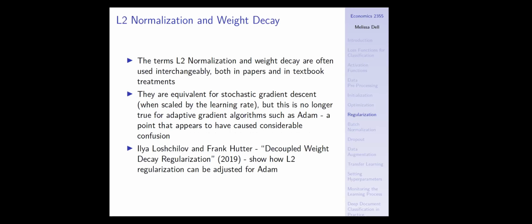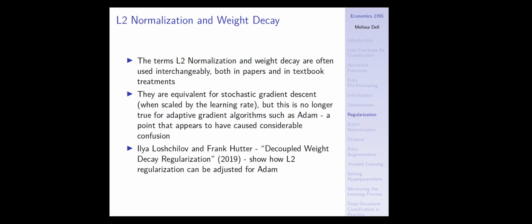Something that you'll see in the literature and also in the textbook is that the terms L2 regularization and weight decay are often used interchangeably, because effectively, if you work out what L2 regularization is doing when you optimize a loss function, it's leading you to decay your weights. This was confusing, at least to me at first, because these are equivalent for stochastic gradient descent as long as you scale by the learning rate appropriately. But this is actually no longer true for the adaptive gradient algorithms, such as ADAM that we just saw. And this point seems to have generated a lot of confusion.